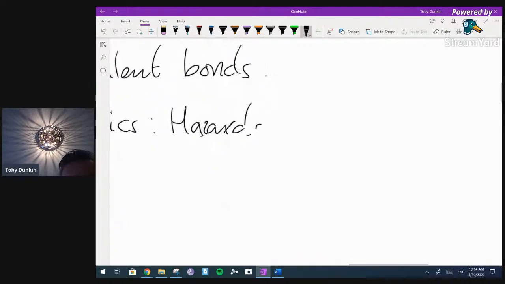Oh, I don't know why my pen is fluctuating a little bit. I think my pen may be dying. I can always replace the battery on it. I might do that in a minute.